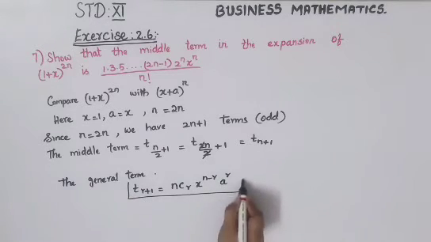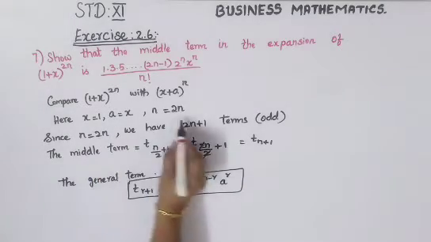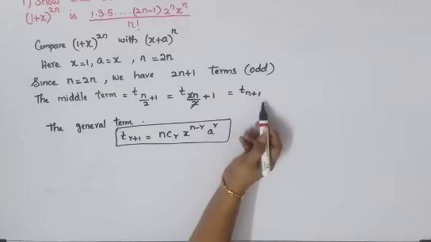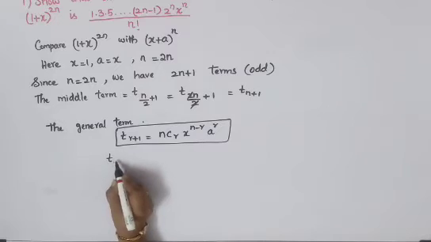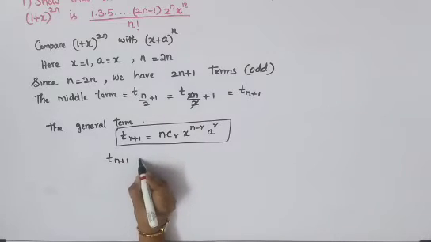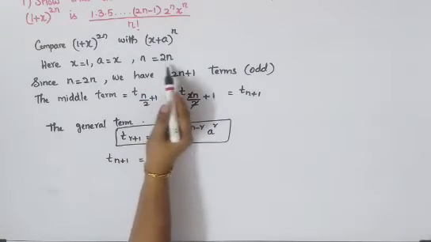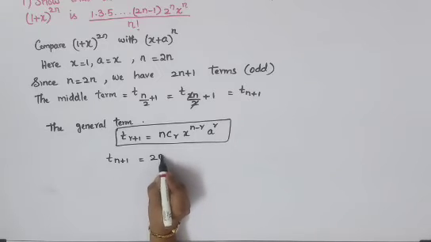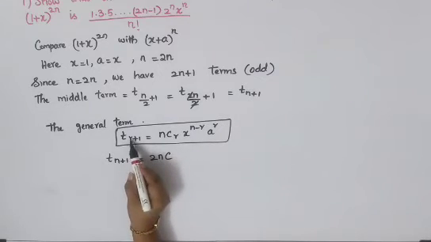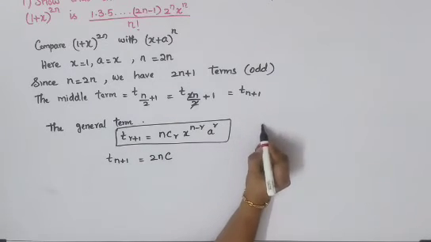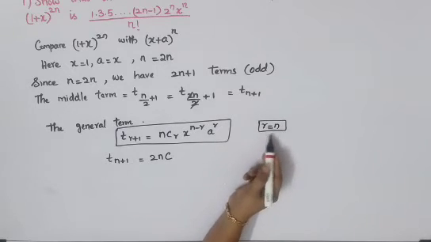So we'll have to substitute in this formula all these values. Okay, so we have to find Tn+1. We'll write Tn+1 is equal to, in the place of n we have got 2n, so 2nC, in the place of r we have got n. If you want, you can write it here, r is equal to n. So wherever r is there, you'll have to replace it with n.